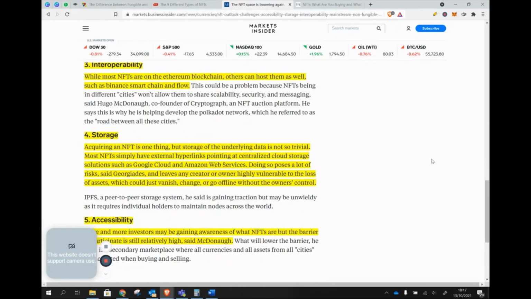Then there is storage. So acquiring an NFT is one thing, but the safe storage of the underlying data is not trivial. Most NFTs simply have an external hyperlink. So you only have that external hyperlink. You can't store it on cold storage. So we still need to develop security measures around NFTs.